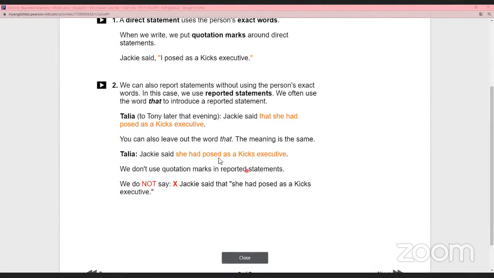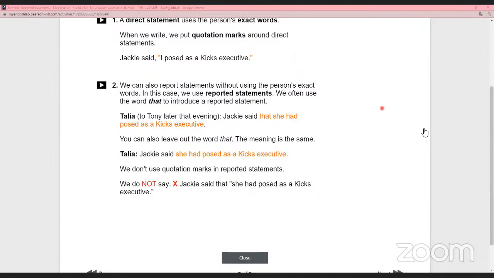Okay. However, if I'm going to change a little bit more, and I'm not going to use the person's exact words, but I'm going to transmit the context, the meaning of it, then it's unnecessary to use quotation marks in writing. Okay? Yes, I understand. All right, that's cool.